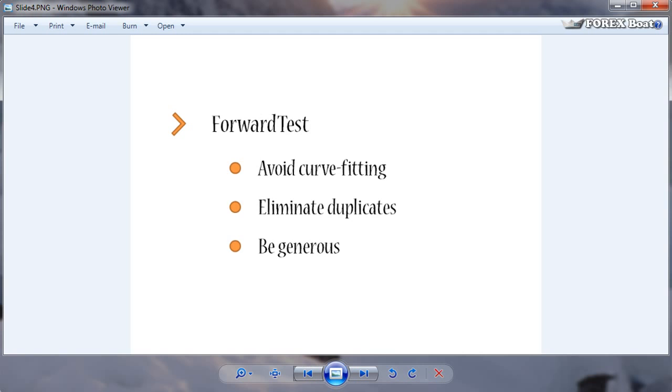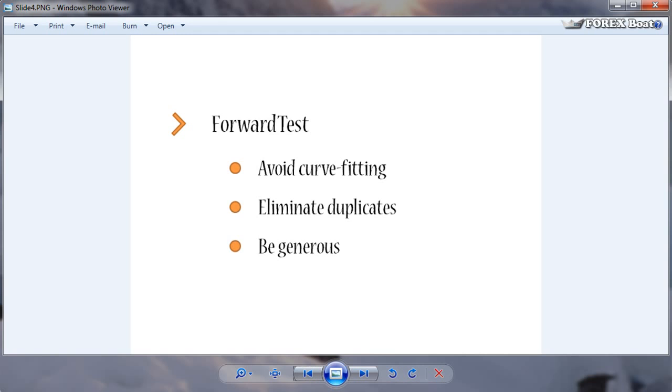Forward tests. The 3 main key takeaways here are: avoid curve fitting. The forward test is designed to help you avoid curve fitting. You optimize on, for example, 3 months, and then you use the next month of your historical data to run a forward test, and that helps you make sure that you're not just fitting your expert advisor to make profit on that particular period of time where you ran the optimization. The forward test is like an additional verification process to make sure that you've avoided curve fitting.